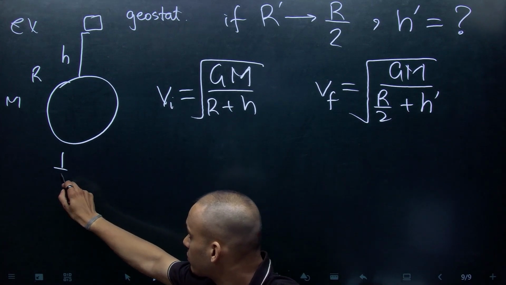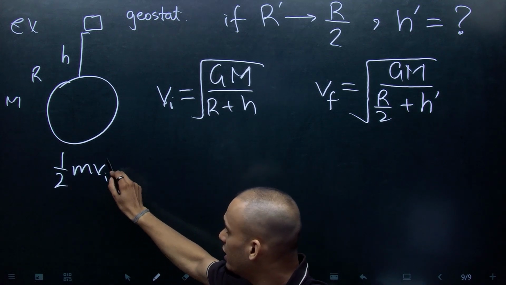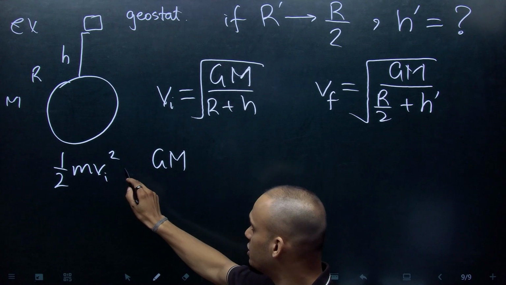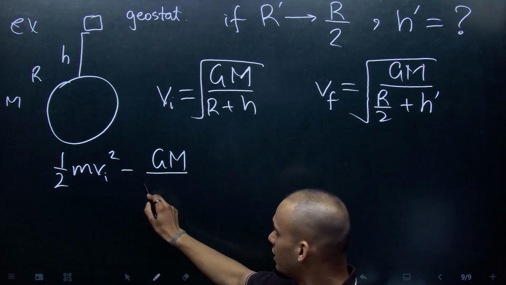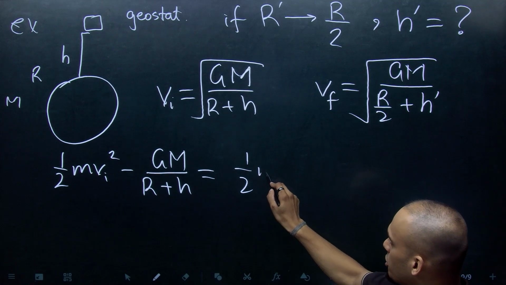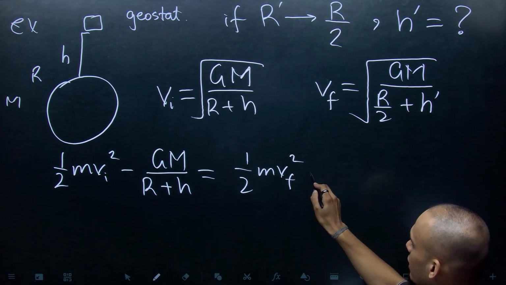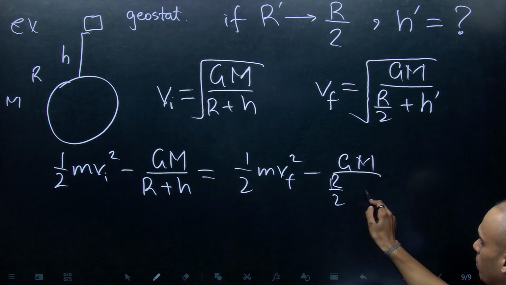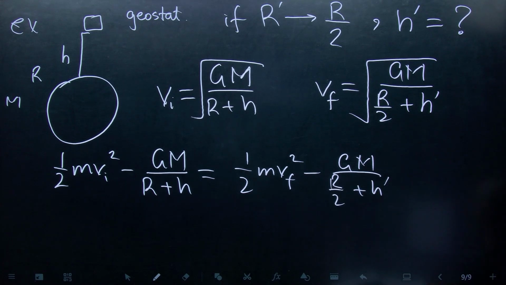Half m v_i squared minus GM m upon R plus h, since potential energy is negative, should be equal to half m v_final squared minus GM m upon R by 2 plus h dash. This is how we conserve energy, kinetic energy as well as potential energy. Remember, gravitational potential energy is always negative for a mass.